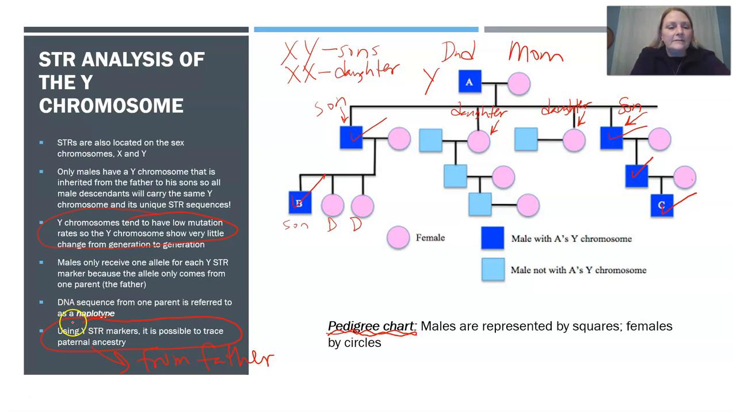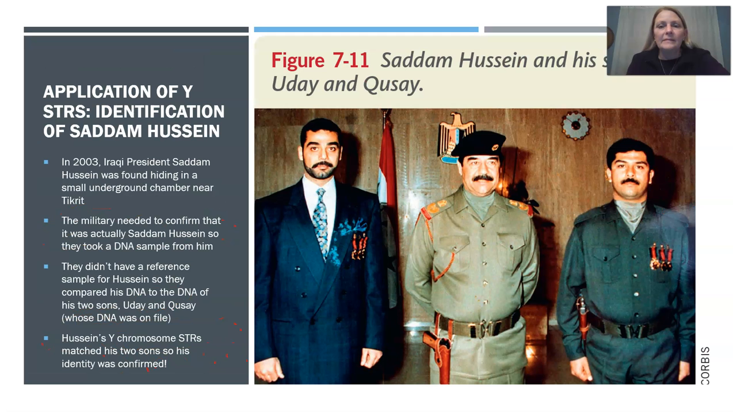Okay, now you see this word here, haplotype. So if you're considering the DNA sequence that you get from one parent, that's referred to as a haplotype. And more on that later. Okay, so this is the Y chromosome. STRs show the paternal ancestry of a person.